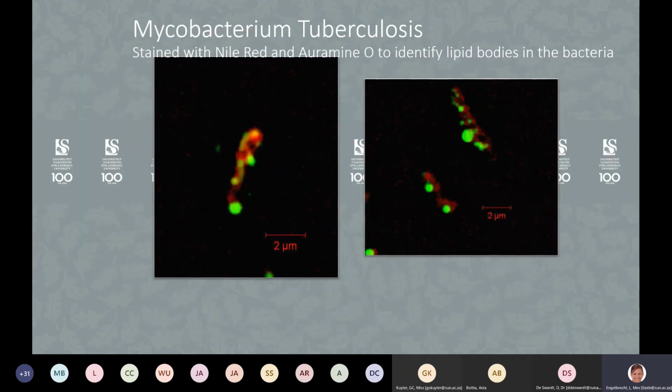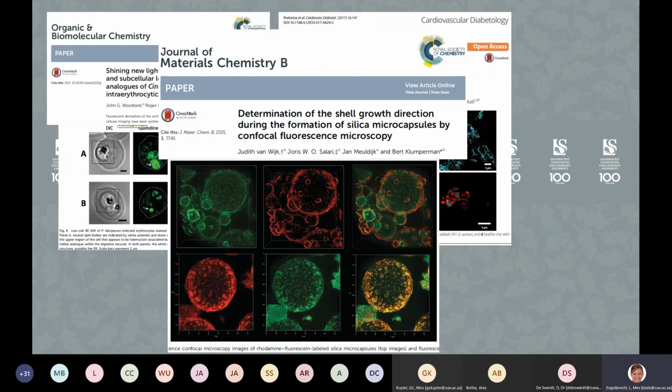This is Mycobacterium tuberculosis. When you stain it with Nile Red and Auramine O, you can actually see small lipid bodies in the bacteria. If you don't have super resolution or SIM, you just see blobs of green over red, whereas with super resolution now we can actually resolve small droplets and we can physically count how many lipid droplets the bacterium has, which is very, very useful if you are trying to find treatments against Mycobacterium tuberculosis. We've got a few papers out. I'm not going to go into too much detail, but this one here was quite interesting.